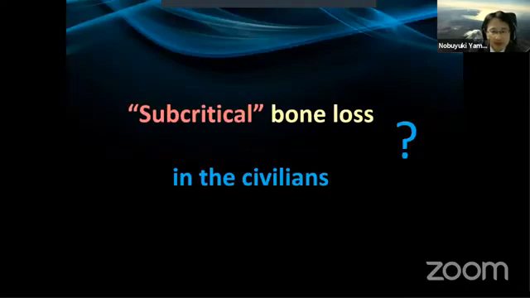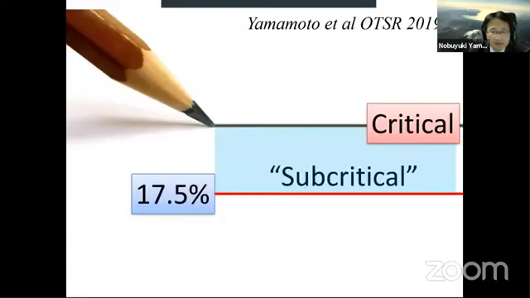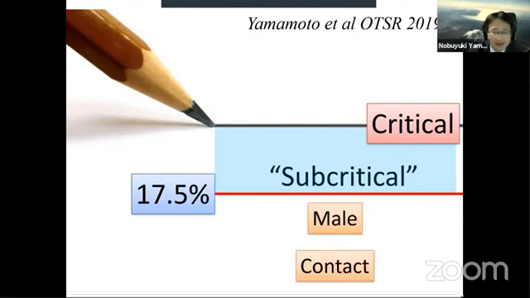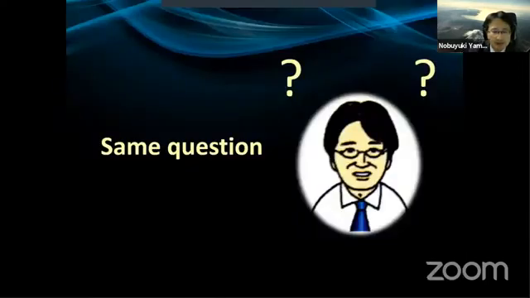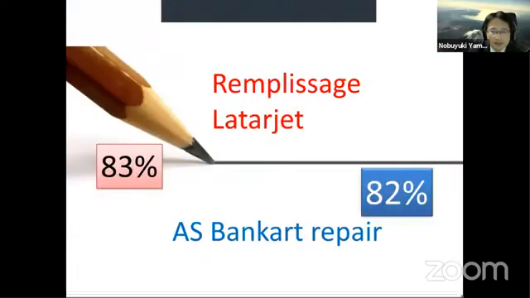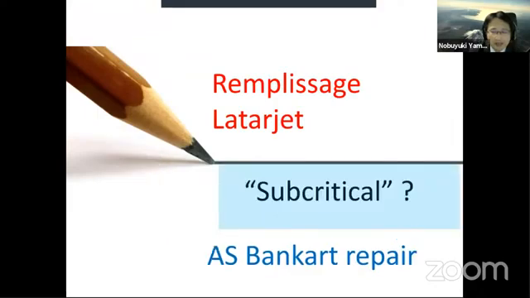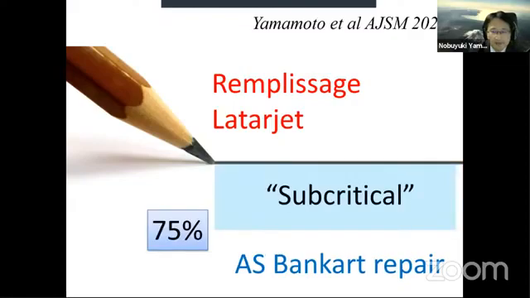So the next question was, how about subcritical bone loss in civilians? Our data indicated that 17.5% is subcritical bone loss, and male sex and contact athletes are risk factors. There's the same question: is 82% arthroscopic Bankart repair fine? Subcritical bone loss should also exist when considering the off-track lesion. Our study showed 75% was the subcritical bone loss.